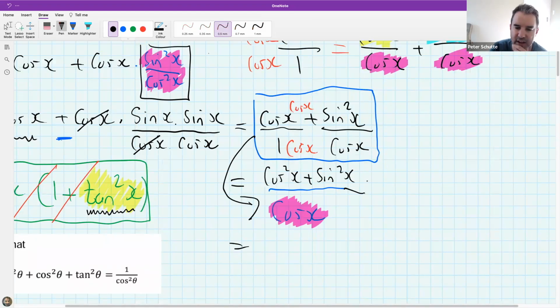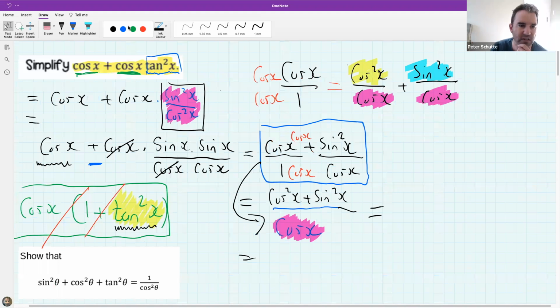Okay, thank you, sir. All right, let's finish this question off. What's going to be the last step that I do to simplify this? What's going to be the last step that I do? What's special about cos squared x plus sine squared x?